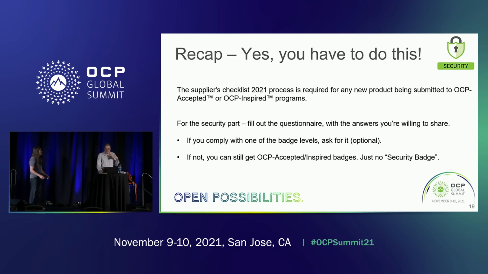So all we want is that when a product is appearing on the OCP marketplace as accepted or as inspired, there is this list somewhere that customers can go and look at and understand, okay, these are the answers for this product, and now I can judge whether it fits my need or not.